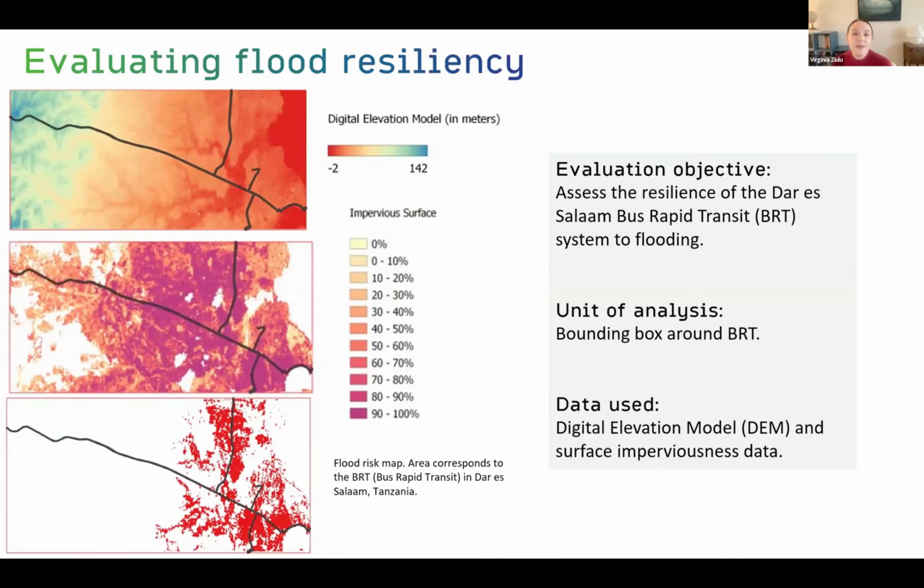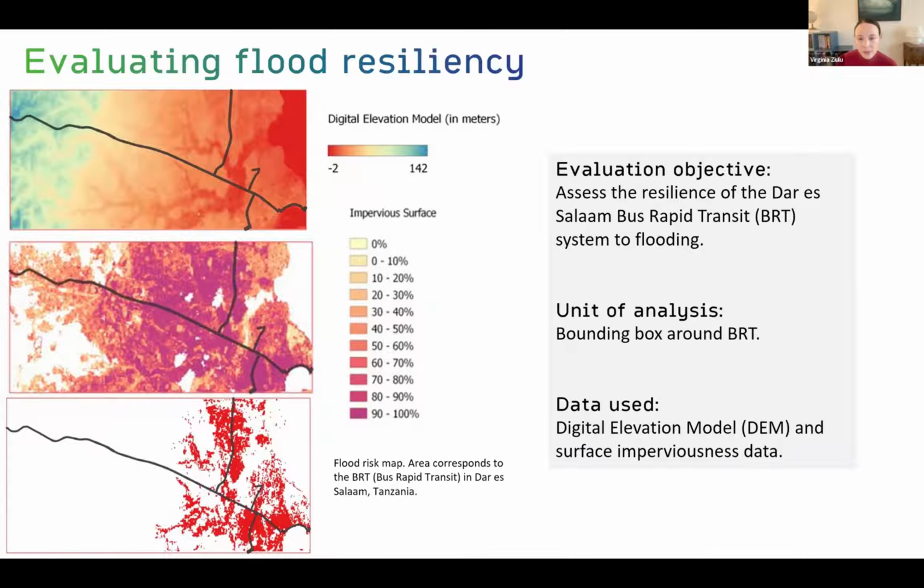The area that you can see on the map is the bus rapid transit system in Dar es Salaam in Tanzania. You see that in black on the 3 illustrations on the slide, and we simply drew a bounding box that comprises the areas around this route. In this particular case, we knew that the area had seriously flooded after the route was built. So what we were trying to understand is whether, with data available at the time of the project design, this could have been known. By this, I mean the risk of flooding of that particular area.